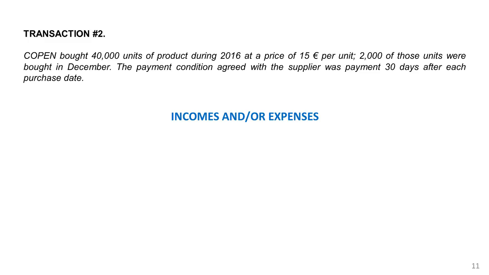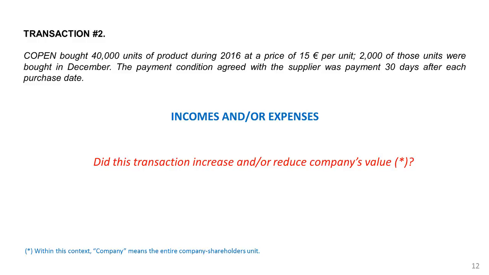We now identify the potential incomes and/or expenses related to the purchase of products in 2016. We proceed as in the previous transaction. If the company's value increases, or in other words, if Copen's wealth increases due to the purchase of products, we will be able to state that this transaction generates incomes. On the other hand, if the company's value decreases, or in other words, if Copen's wealth decreases due to the purchase of products, we will be able to state that this transaction involves an expense. As has been said several times, it's important not to forget that within this context, company means the entire company shareholders unit.